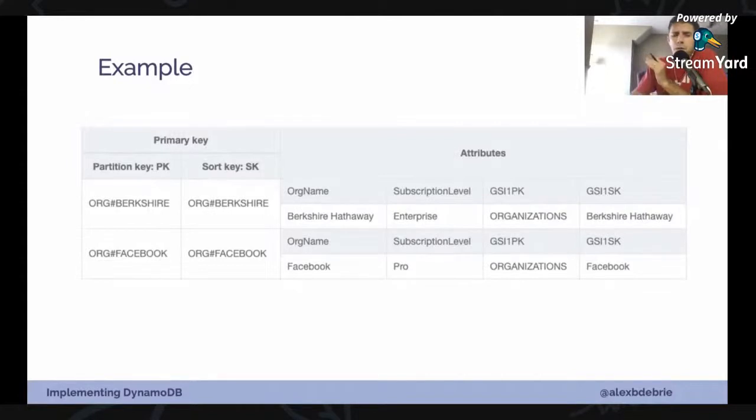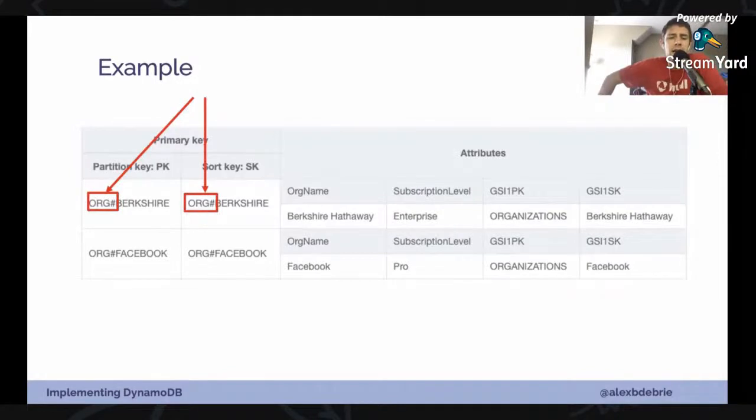I want to make 2 points about this before we put users in. First of all, let's look at that primary key structure. I mentioned that you're going to use very generic names for these attributes. So in this case, rather than saying something like organization name for that primary key, I've named generic attributes like PK, which stands for partition key, and SK, which stands for sort key. So very generic attributes there rather than something specific to the item itself.